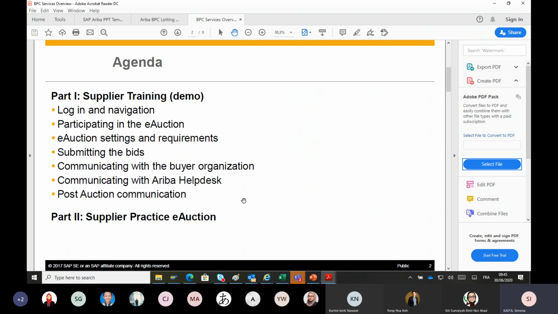In this 1 hour, I have the SEB team who do a demonstration to the suppliers to show how to log in and navigate, participate in the auction, read the settings and requirements, submit the bids, communicate with the buyer, communicate with Ariba help desk, and post-communication of the auction. And the second part is where I simply have the suppliers participate in the auction.